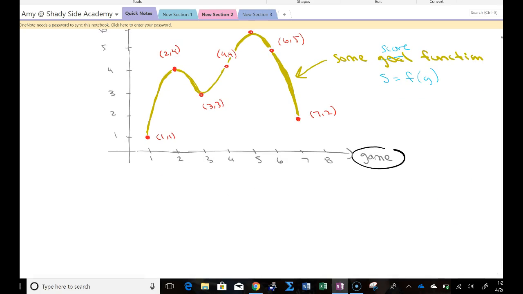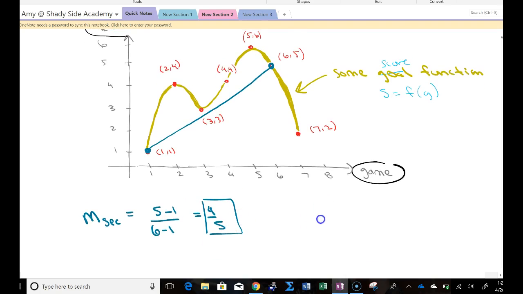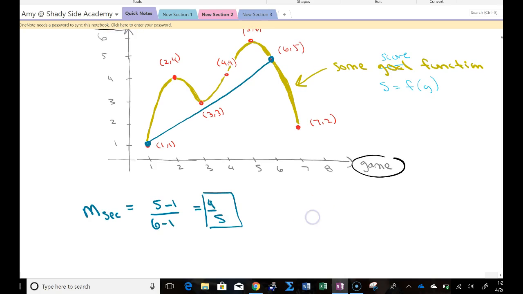Then what I want to do is find the slope of this secant line right here from (1, 1) to (6, 5). The slope of that secant line, m sub sec, is equal to 5 minus 1 over 6 minus 1. This equals 4/5. Now, the slope of that secant line is 4/5, but what I want you to do is tell me what this represents in the context of this situation.